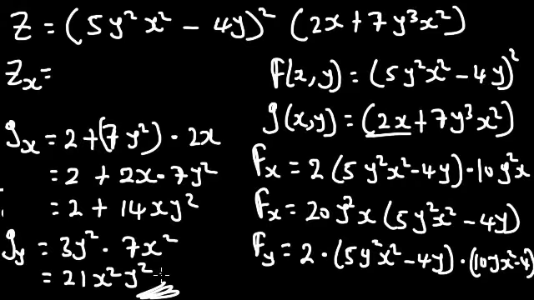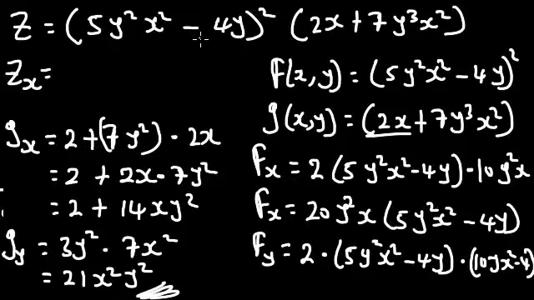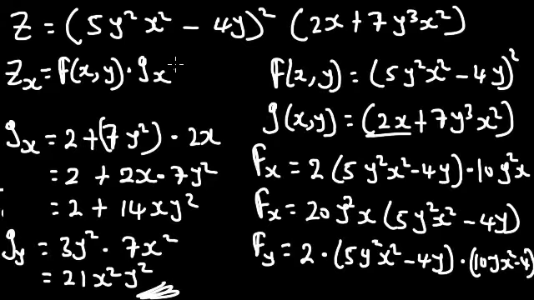Now that we have g sub x, g sub y, f sub x, and f sub y respectively, we can now get our z sub x and z sub y. I hope you're following. So that's basically how you can differentiate a multivariate function that consists of the product of two other multivariate functions. Now remember, the formula says that z sub x is simply equal to f of x comma y multiplied by g sub x, plus g of x comma y multiplied by f sub x.